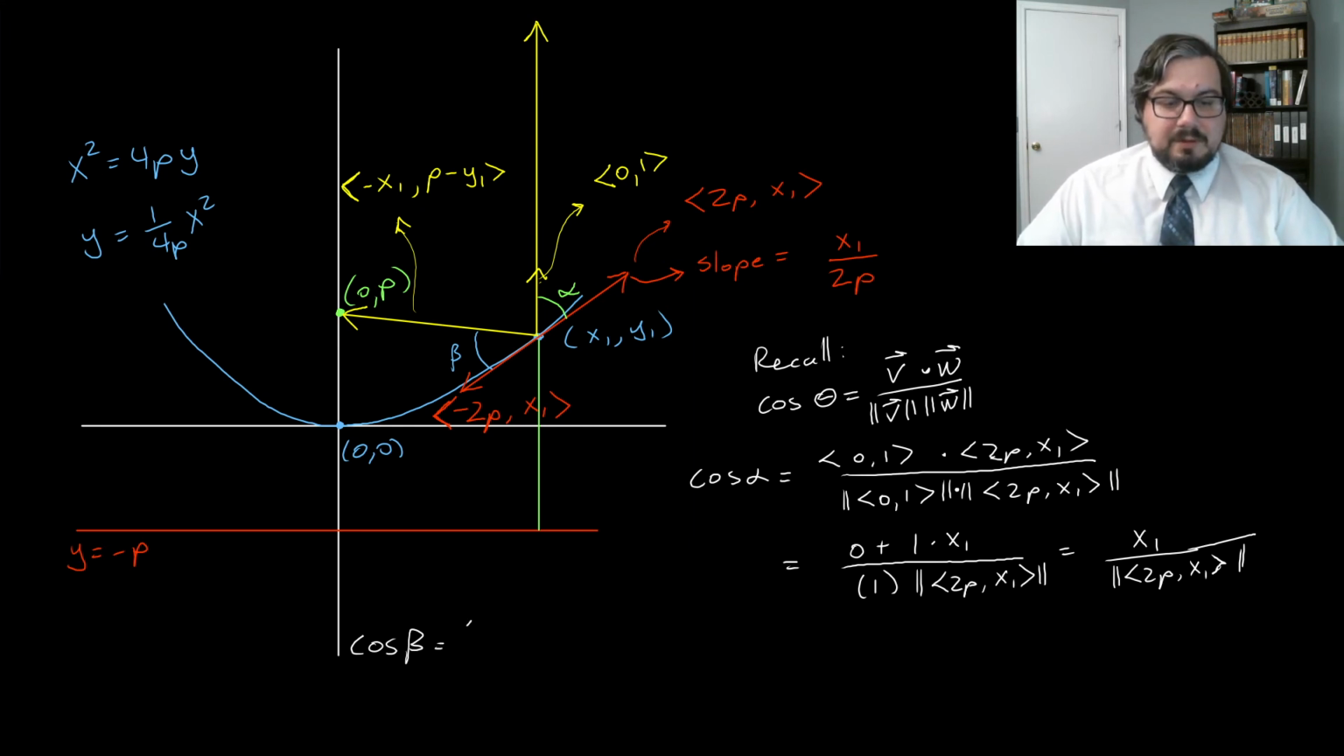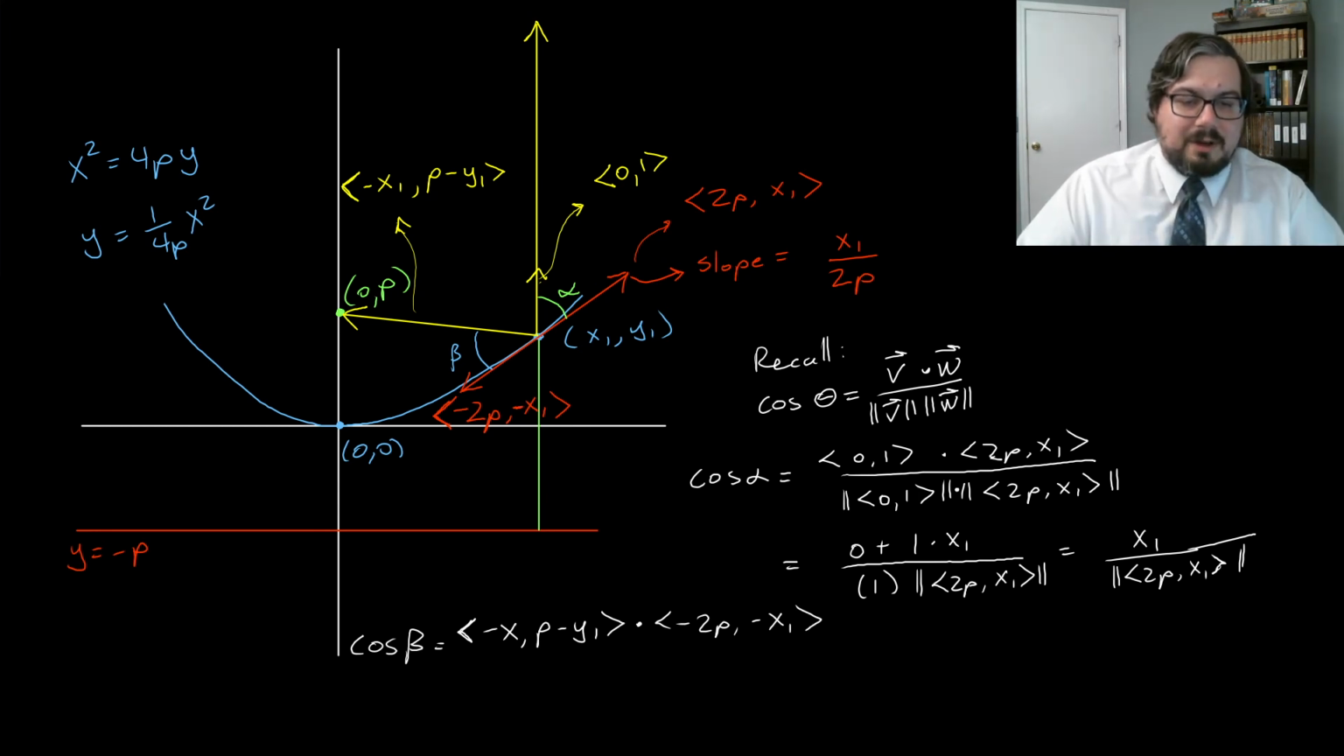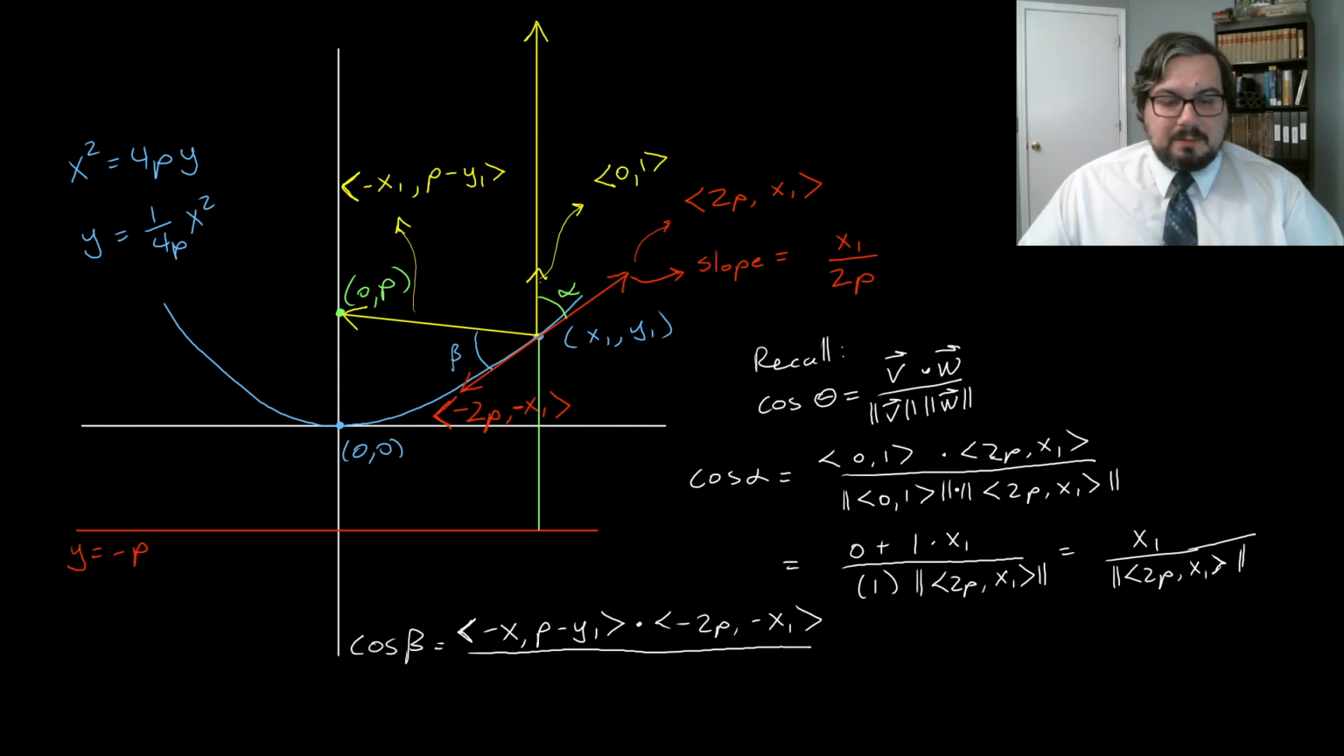Cosine of beta is going to be equal to the vector negative x1, p minus y1 dot product with the vector negative 2p, negative x1. Oh, and I just realized I forgot to put a negative on that vector there. Sorry about that. That was probably confusing. Divided by the magnitude of the vector negative x1, p minus y1 times the magnitude of the vector negative 2p, negative x1.